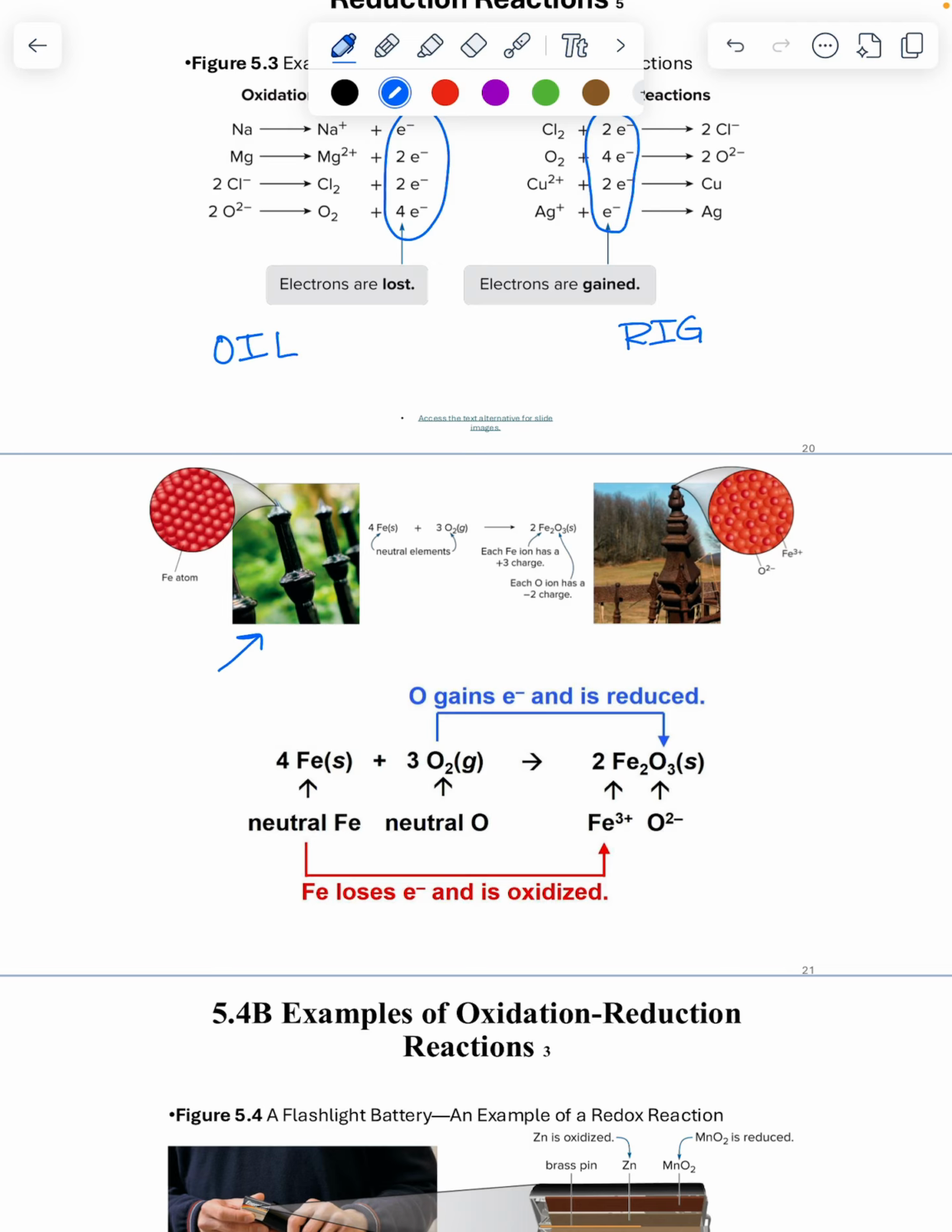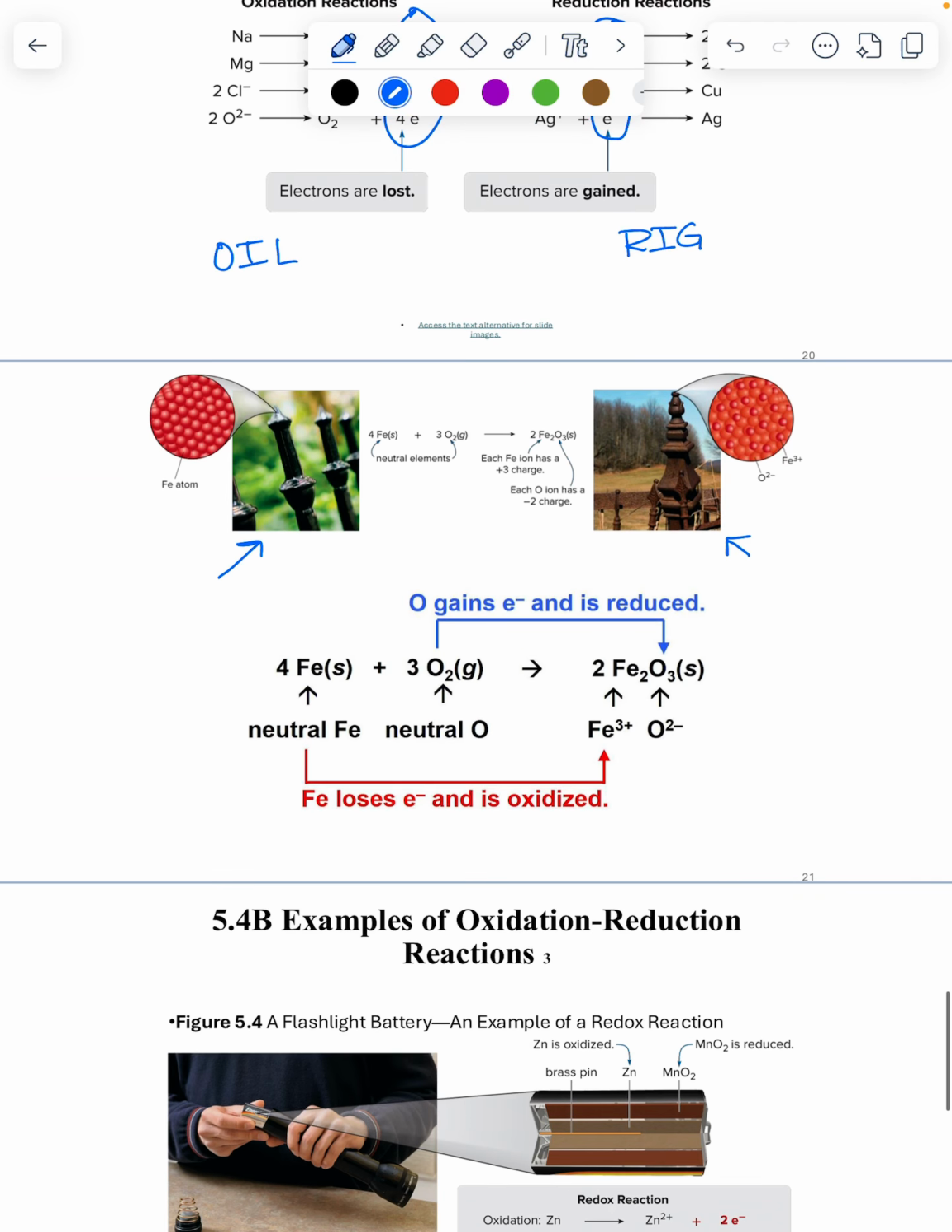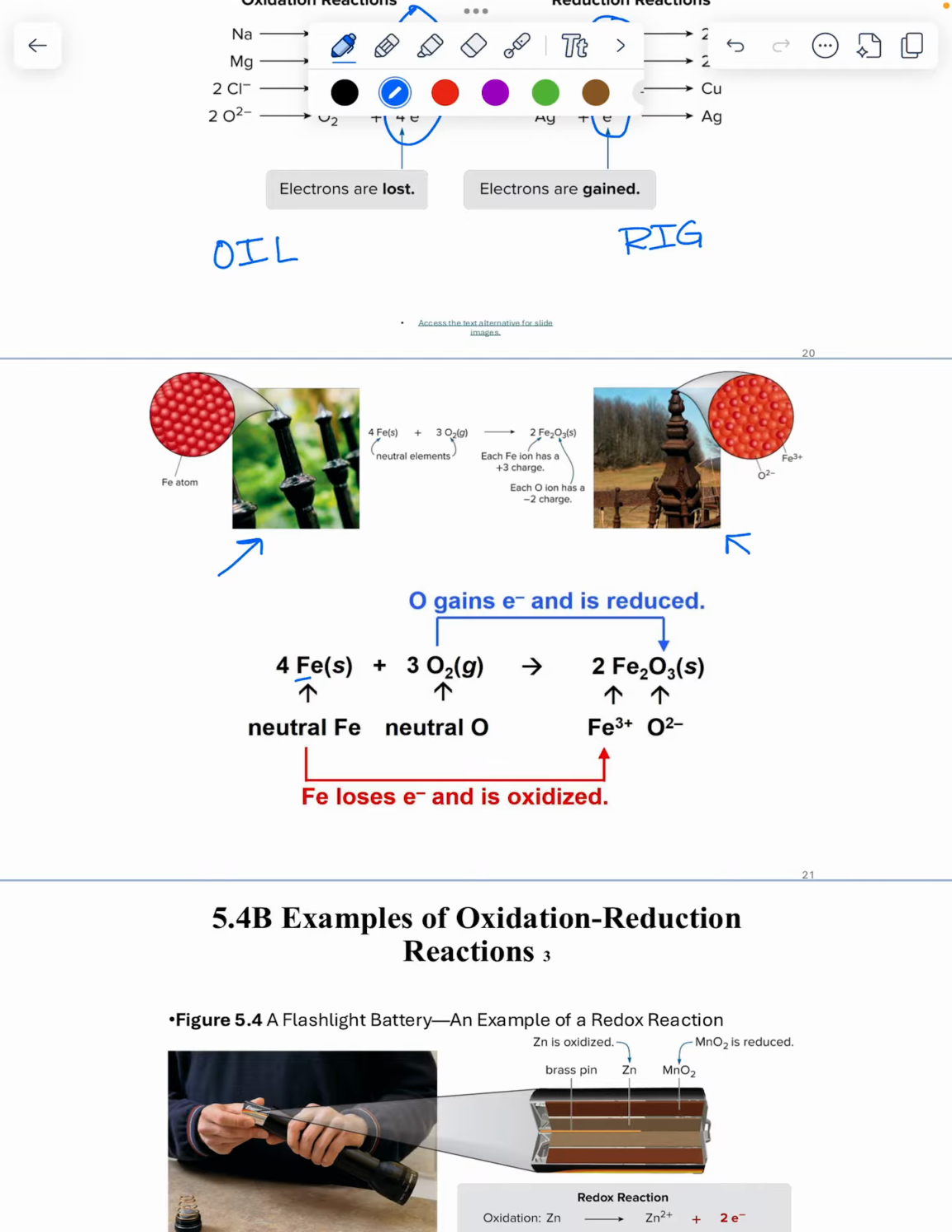When we break down this reaction, we see that iron on the reactant side, a solid piece of iron, has a charge of 0. And then on the product side, iron has been oxidized because it lost electrons and turned into iron with a 3+ charge. So remember, the charges tell you whether they're positive or negative, and how many electrons were either gained or lost. An ion is simply an atom with a charge.